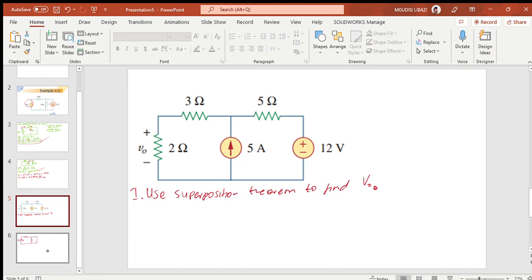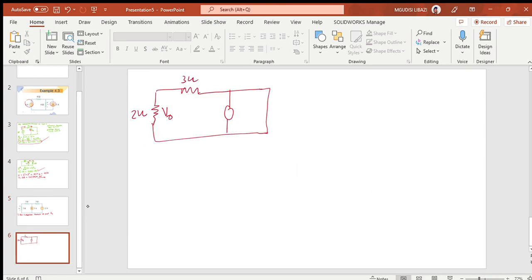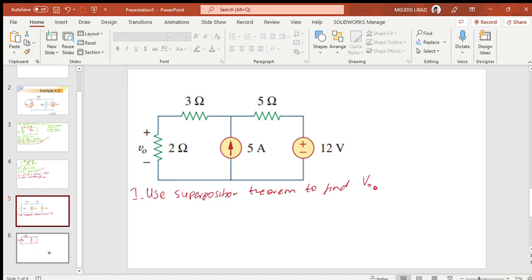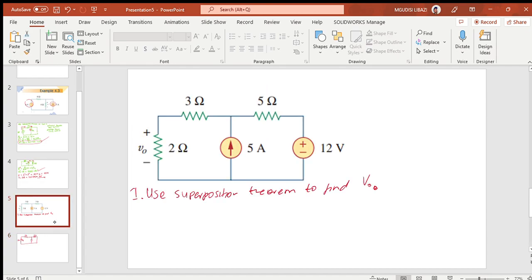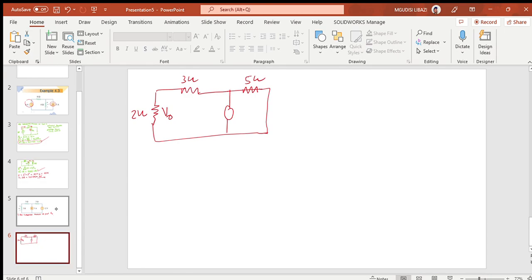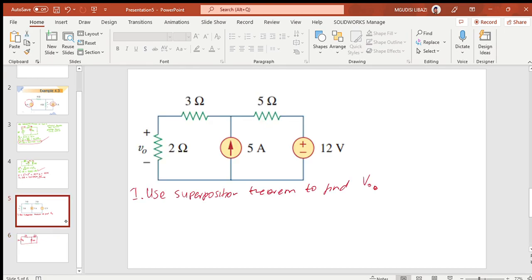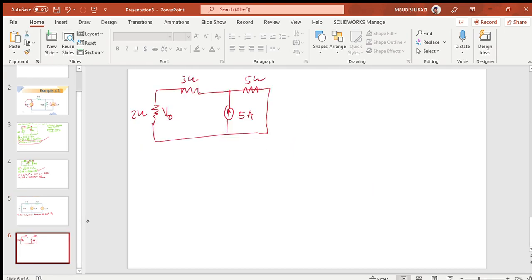Then I have the 3 ohms here, and the 5 ohms above. So we have 2, 3, 5, and then we have the 5 amps here, and we're given the direction with the arrow inside the source, going upwards. So that is what we are given. What can we do with this now? We want that voltage VO, using the superposition theorem.